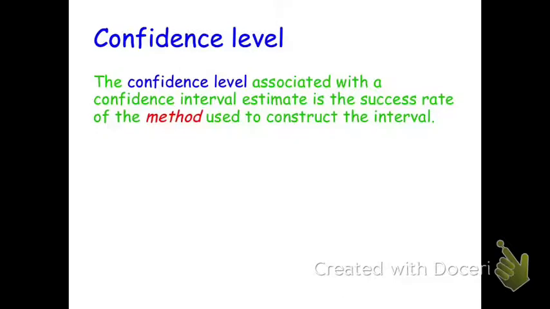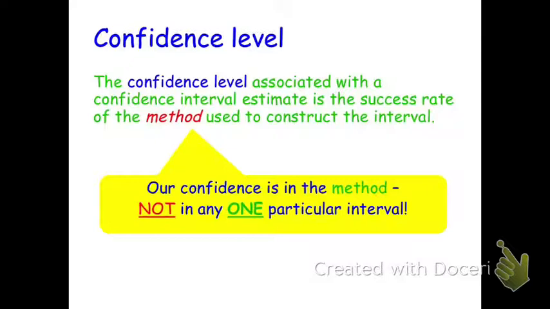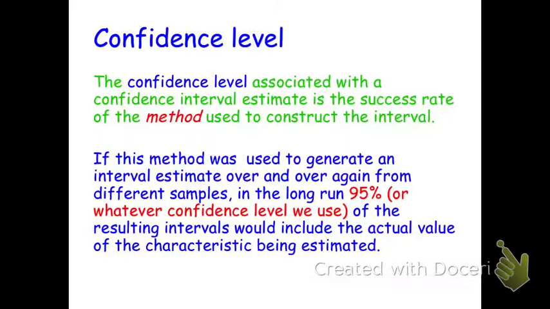Okay, so the confidence level is what is given to you, or you just say it's 95%. That is associated with the interval estimate. That is the method used to construct the interval. So our confidence is in the method, not in one particular interval. And a lot of times, I promise you this will show up on the AP test. There will be some sort of conceptual question that says, interpret the confidence level. So I want you to highlight this in your notes.